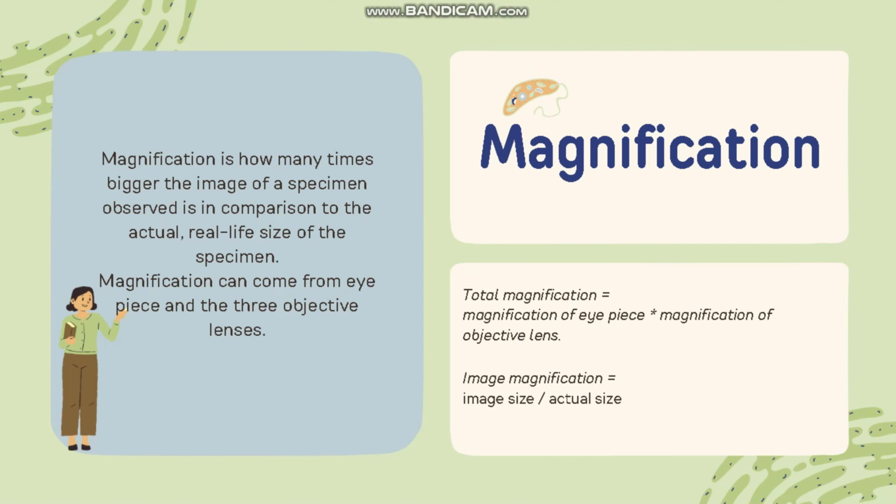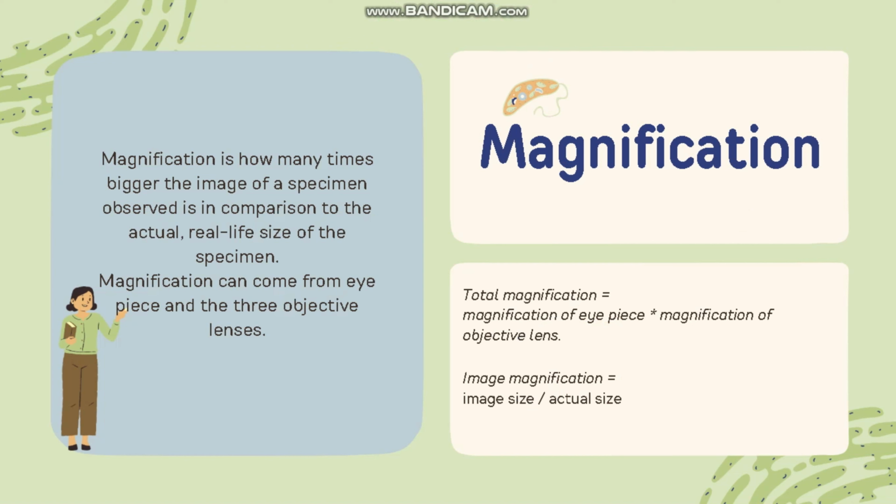Magnification. What is magnification? Magnification is how many times bigger the image of a specimen observed is in comparison to the actual real-life size of the specimen. Magnification can come from eyepiece and the 3 objective lenses. To calculate the total magnification coming from the microscope, we use the formula: total magnification equals magnification of eyepiece times magnification of objective lens.